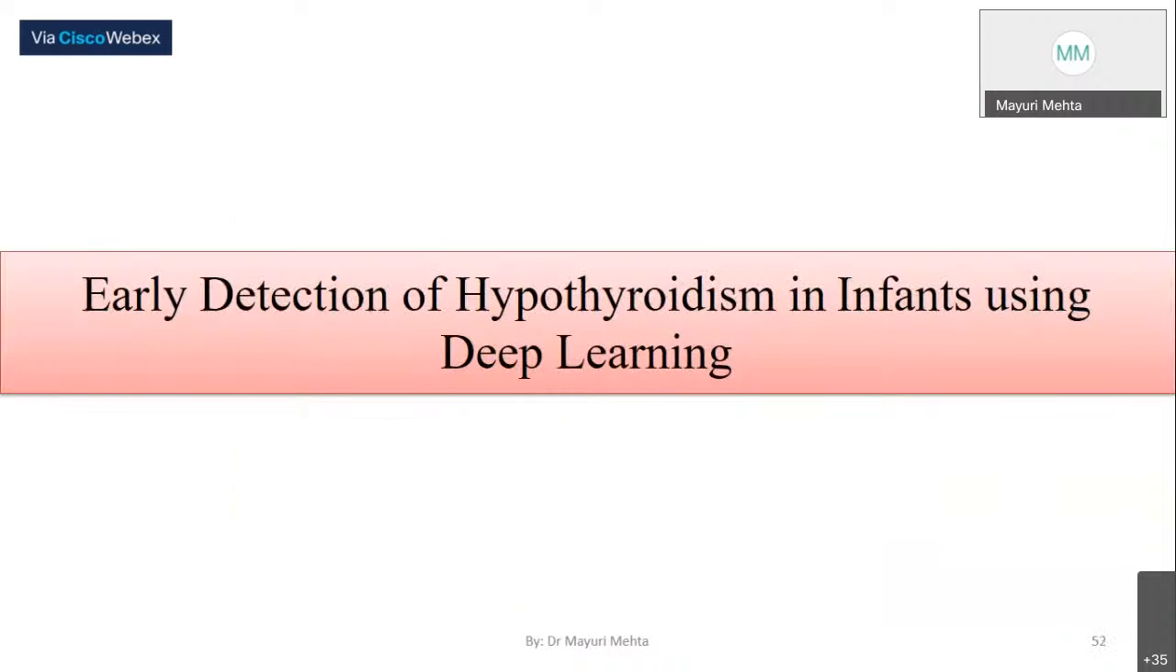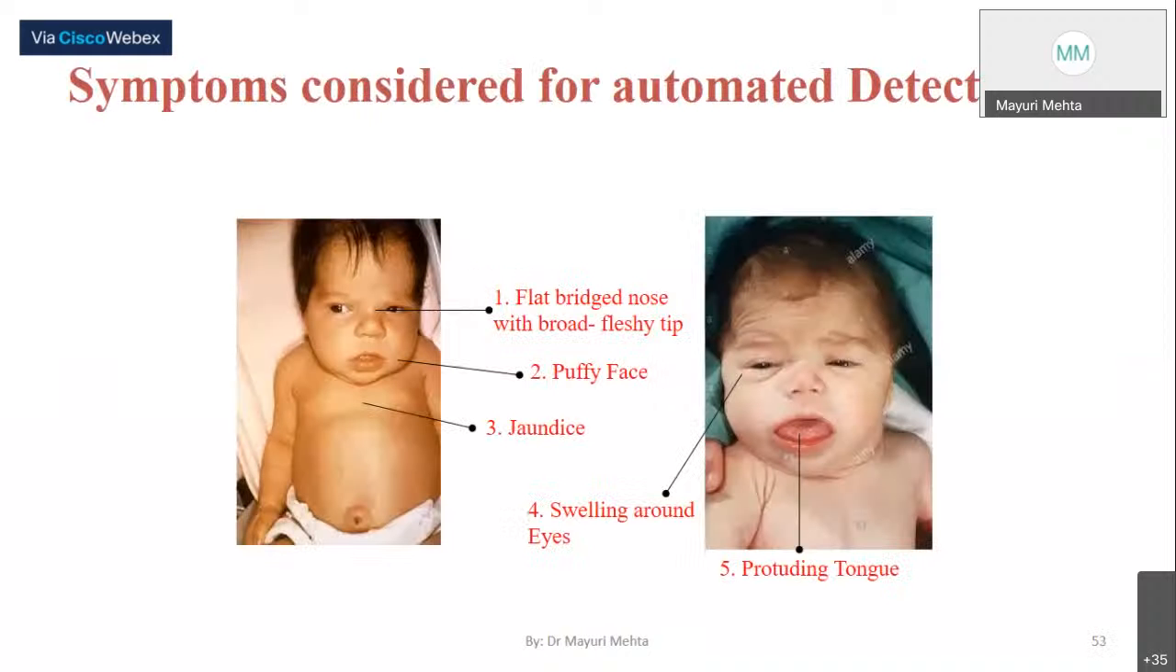In this research, we have tried to identify whether an infant is suffering from hypothyroidism or not from the facial features of the infant. So we have considered these 5 facial features in this problem to identify whether the infant is suffering from hypothyroidism or not, because the complications of this disease are very severe in infants, and it is very difficult to identify whether an infant is suffering from hypothyroidism or not during the initial stage of this disease.